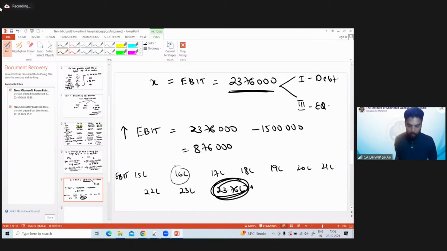At 16 lakh, I would not think of second best alternative. At 19 lakh, I would not think of second best alternative. At 23 lakh, I would not think of second best alternative. Understood, everyone? The concept of indifference point. Any queries till here?